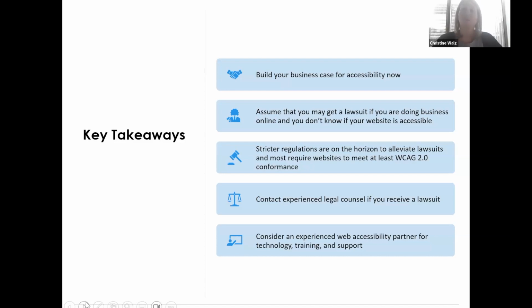If you receive a lawsuit, please contact experienced legal counsel. These are routine, but if you work with someone who's handled them before, you should be in a position to resolve them pretty favorably, pretty quickly. And your in-house teams should also be your first call. And as you're entering into relationships with different partners on your web design, consider engaging with web accessibility partners for technology, training, and other support. They are out there, they're doing good work, and you should rely on that.